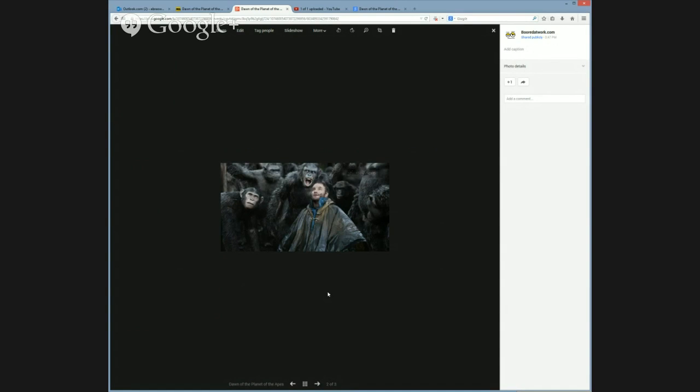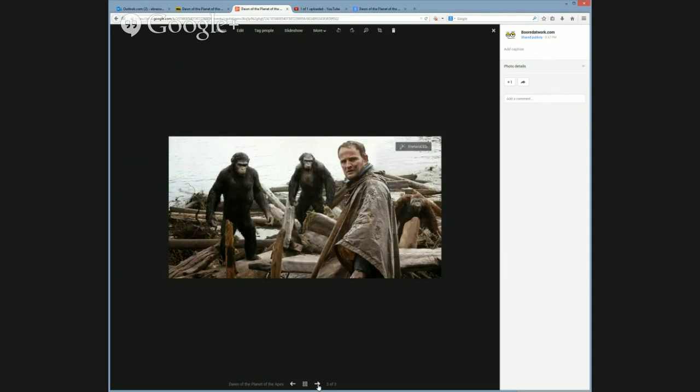Here are the human characters trying to make contact with them, because they're trying to get something where the apes are inhabited, and you can see some of the apes working with the humans there.